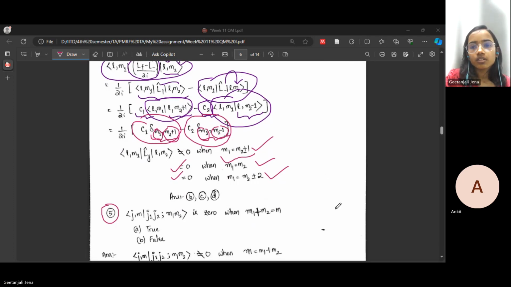Okay. So the next problem is asking whether this expression, that is the inner product of J M with state J1, J2, M1, M2, is 0 when M is equal to M1 plus M2. So it is asking about whether this condition is true or not.